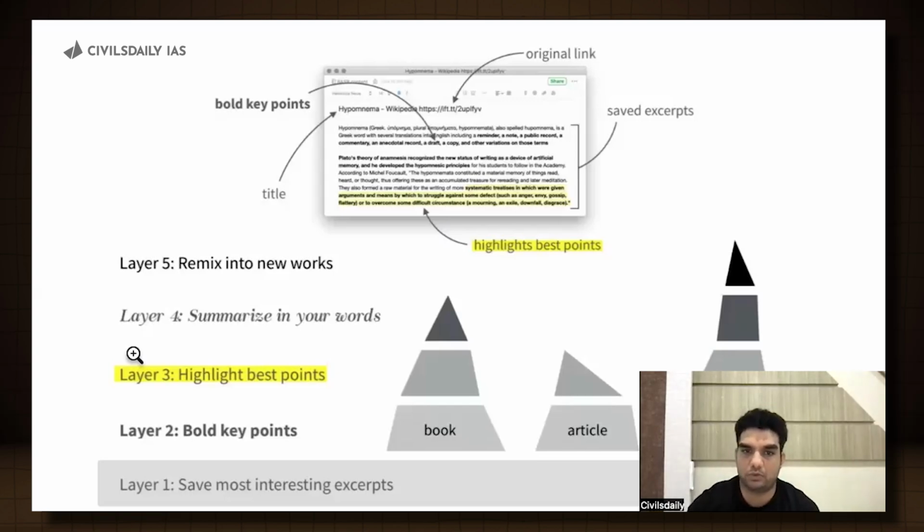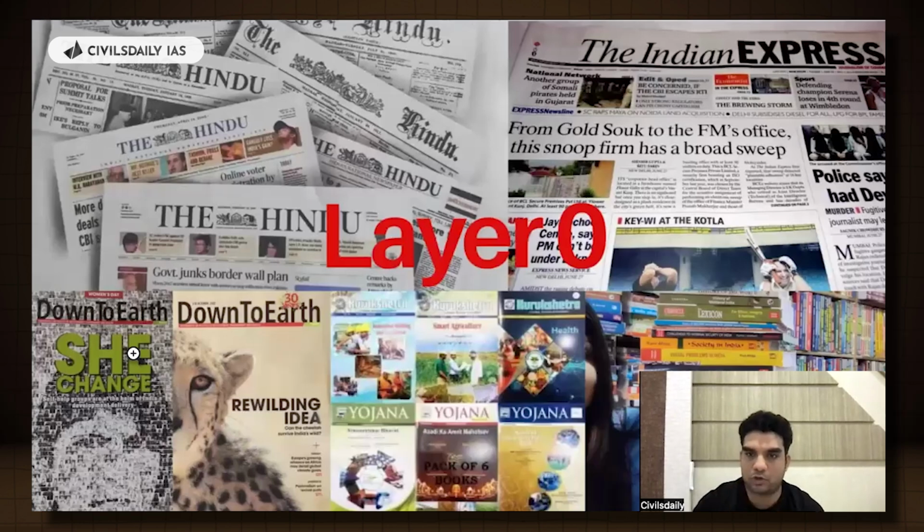Let me show you. And this doesn't have to be just books, right? So articles, books, videos, anything. Let me walk you through how to build layer 0 to layer 5. This is your layer 0. Newspapers, magazines, standard books. I hope all good till here, right?